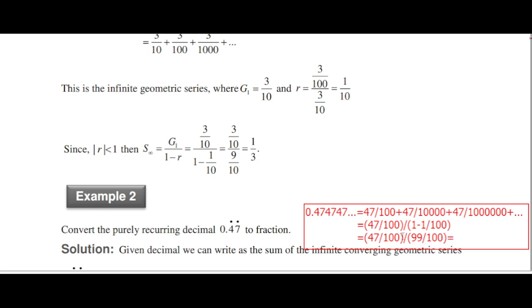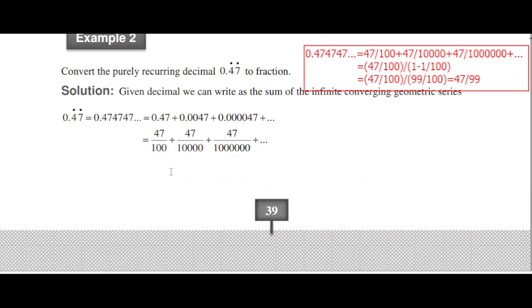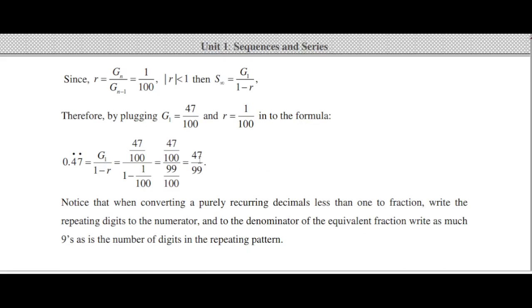The 100 by 100 can be omitted. So what will remain here? 47 over 99. So this decimal number can be rewritten in fraction form as 47 over 99. Here is the answer. Since r is 1 over 100, which is strictly less than 1, we can use this formula. After computing we get 47 over 99.